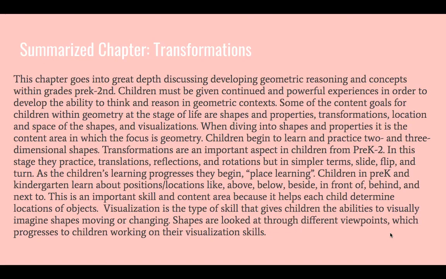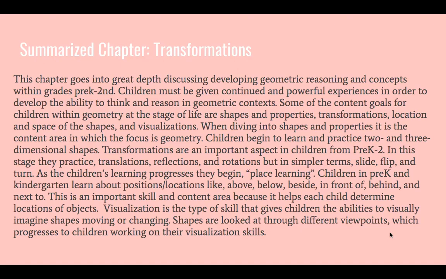Children begin to learn and practice 2 and 3 dimensional shapes. Transformations are an important aspect in children's learning from pre-K to second. In this stage, they practice translation, reflection, and rotation, but in simpler terms, slide, flip, and turn. As children progress, they begin learning about placement.